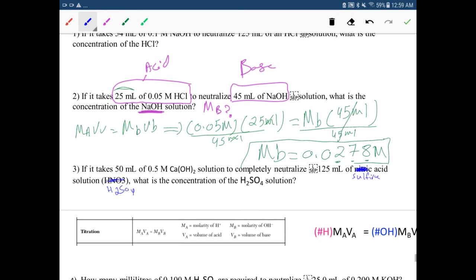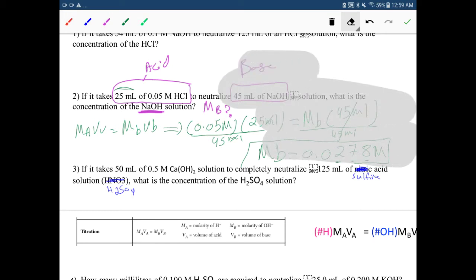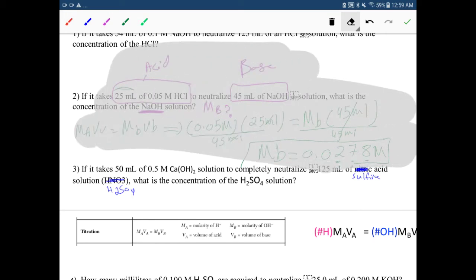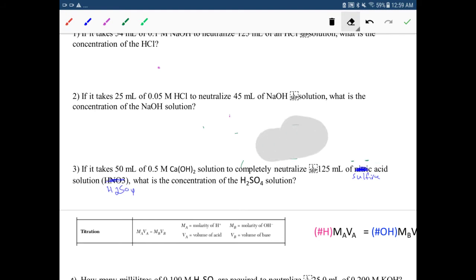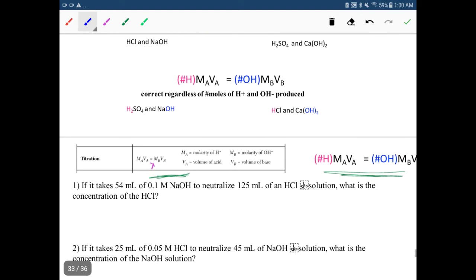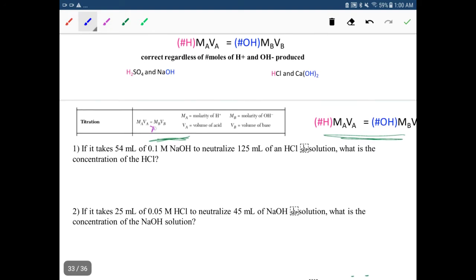Since I don't have space, I'm going to erase whatever's on top, and I'm going to use the space on top to do my calculation. Right now you're going to look at it and say, oh, you have 2 hydrogens in H2SO4. We have 2 OHs in CaOH2. But remember, if the number of hydrogens in the acid is equal to the number of OHs in the base, you don't have to use this formula here. You can always use this formula.